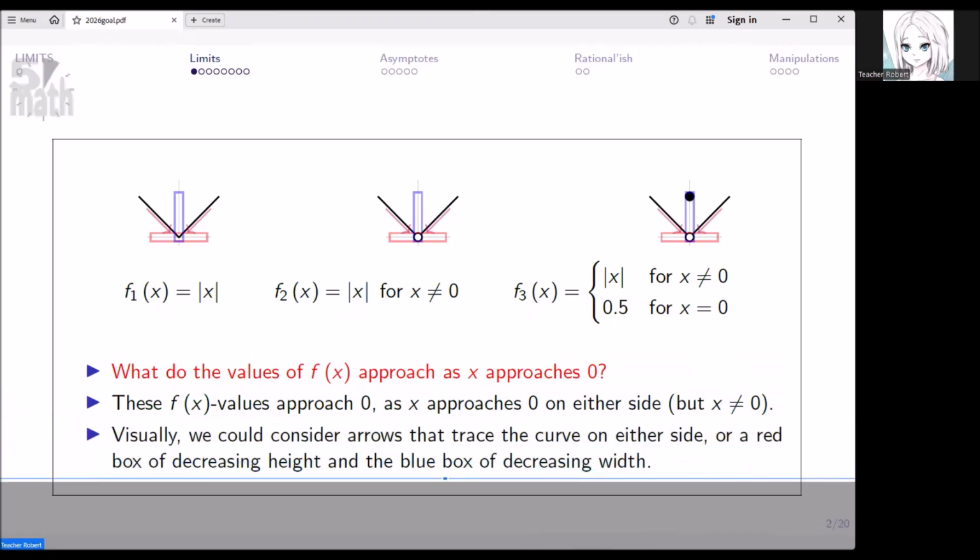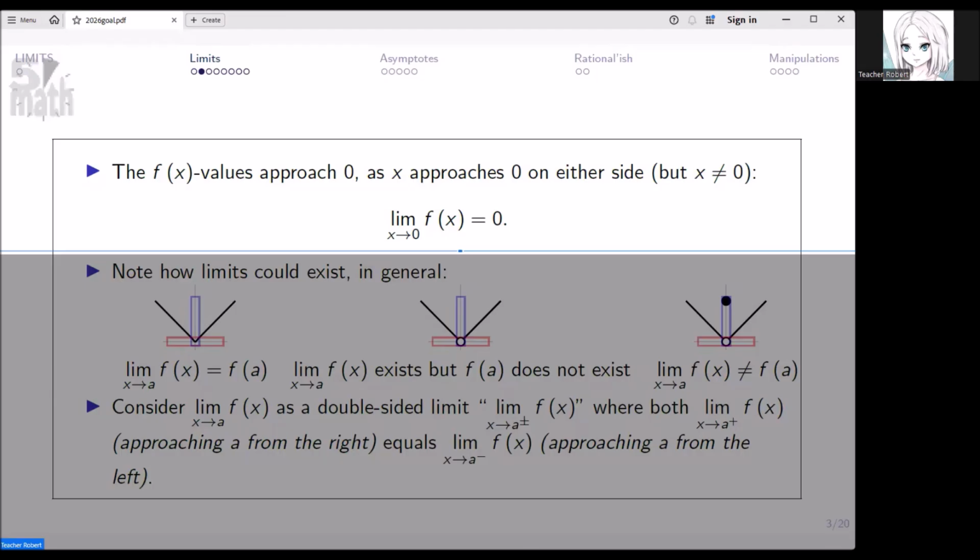Visually, we can consider arrows that trace the curve on either side, or a red box of decreasing height and a blue box of decreasing width. The f of x values approach 0 as x approaches 0 on either side, but x is not equal to 0. Limit as x approaches 0 of f of x equals 0.